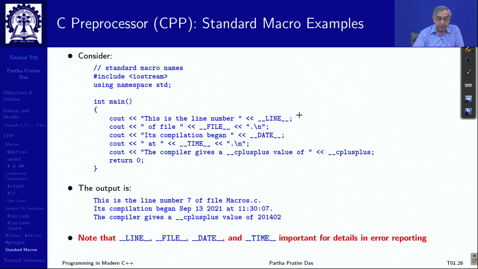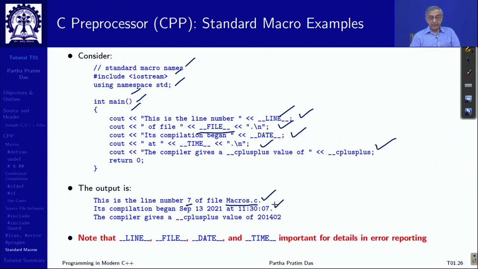So, this is an example where I am showing how these things work. This is the line number 7 of macro.c. 1, 2, 3, 4, 5, 6, this is 7, right. macro.c is the name of the file that I used. This is the line number you got, and this is the date and time I did this, and it tells that the C++ value is this, which tells me the version of the C++ compiler that has been used to build this.